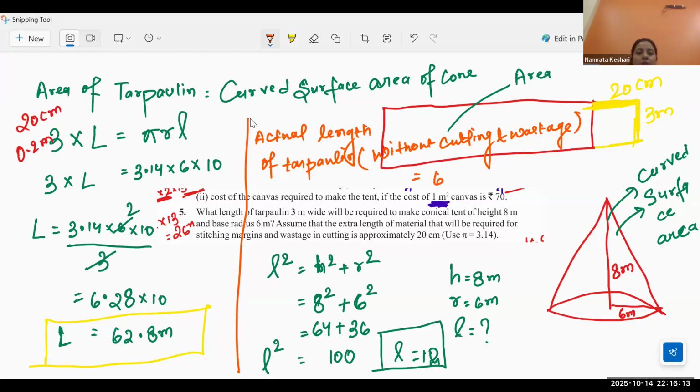It's 62.8 meter plus 0.2 meter. Please don't get confused about where this 0.2 came from. You can write it in the bracket: 20 centimeter is equal to 0.2 meter, which is equal to 63 meter. And we are done. Clear? Yes. Please note it down.